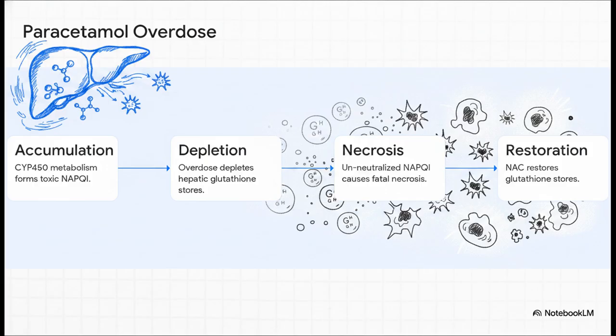The unneutralized NAPQI then binds directly to hepatocytes, causing fatal necrosis. This is why the life-saving resuscitation protocol relies on N-acetylcysteine, or NAC. It acts as a precursor to rapidly restore those absolutely vital glutathione stores.